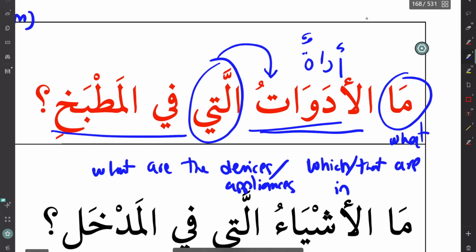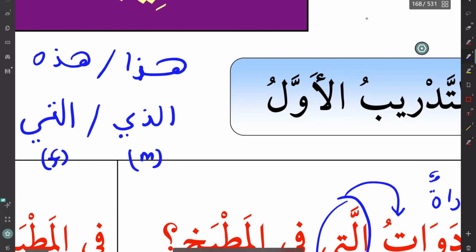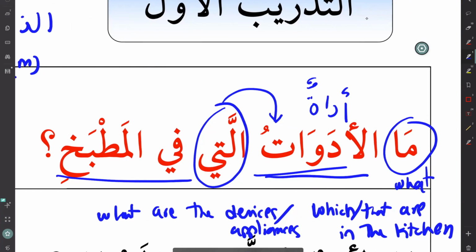are in the kitchen. So now a question can come, why are we using allati instead of alladhi? Remember we said that alladhi is for masculine and allati is for feminine. Can you guess the reason? Because al-adawatu, it is plural. Plural of what? Plural of objects. And this is our famous rule in Arabic language, that all the plural of objects, we treat them as a feminine word, a single feminine word. Okay, that's why we're saying allati. You understand?